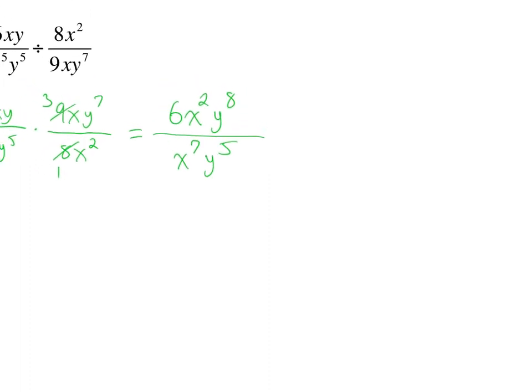All right. Anything going to reduce or cancel now? Well, with x squared, we're going to have 2 x's cancel, leaving 5 x's on the bottom. 5 y's are going to cancel, leaving 3 y's on top, which is going to be 6 y to the 3rd over x to the 5th. And that should be our answer.